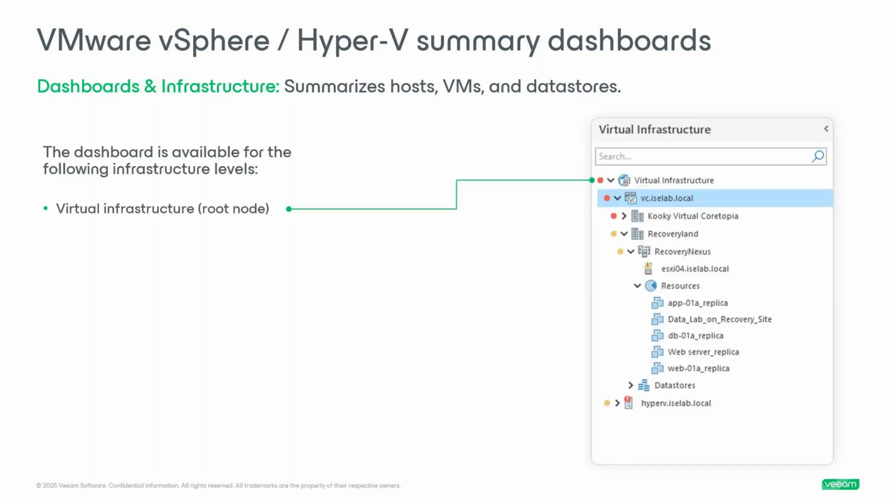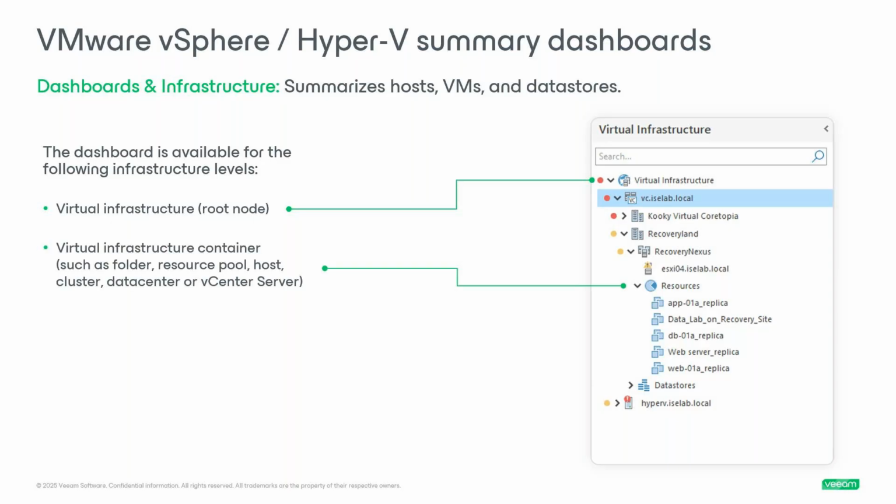So this would be like the left pane view from the Veeam ONE client. The root node would be where you'd add it essentially. In this case, we're going to start off with vCenter. And so below you can add resources. That would include folders, resource pools, hosts, clusters, data centers, or the vCenter appliance or server.